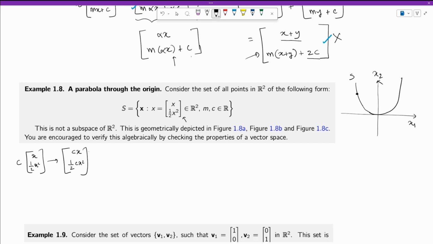What is the first element here, sorry, in the scaled version? Cx. So what should be the second element? For you to be in this set, if the first element is Cx, the second element has to be half Cx square. That means it should have been half C square x square. But what you have here is half Cx square. That means this is not closed under vector scaling. Okay, all right. What about vector addition?